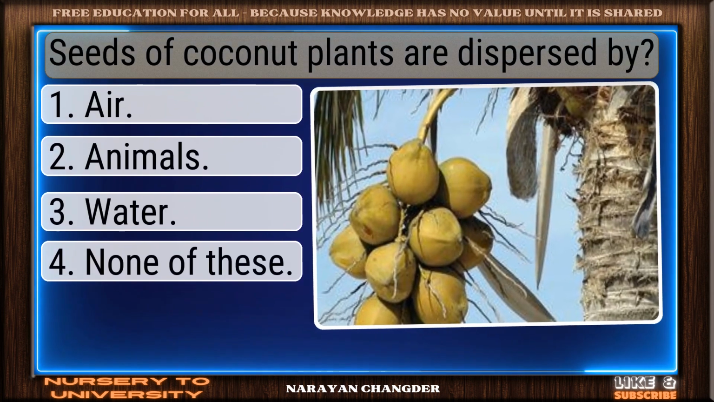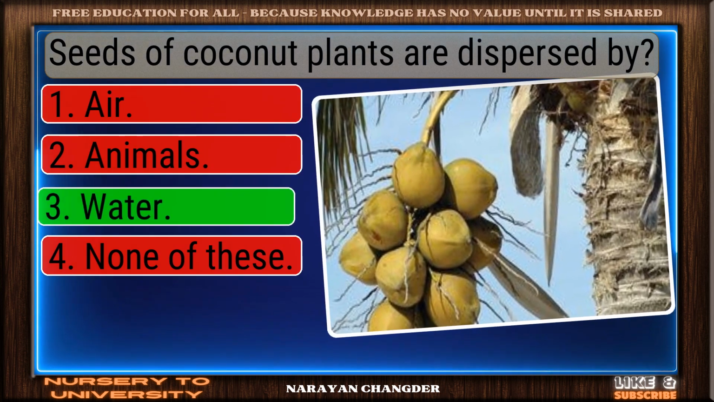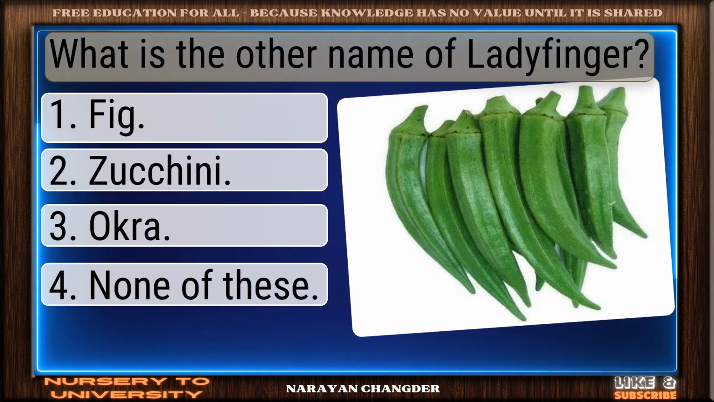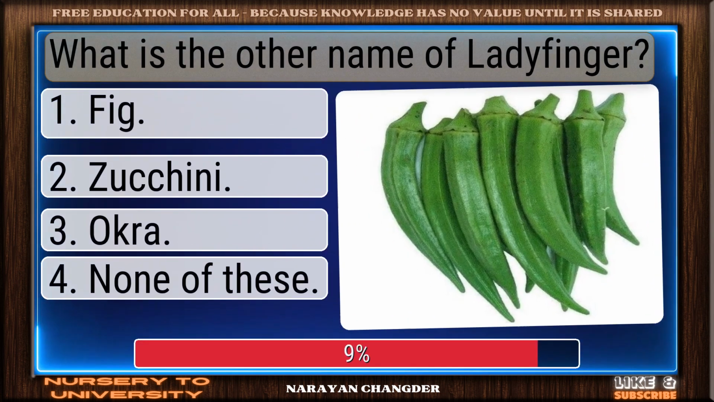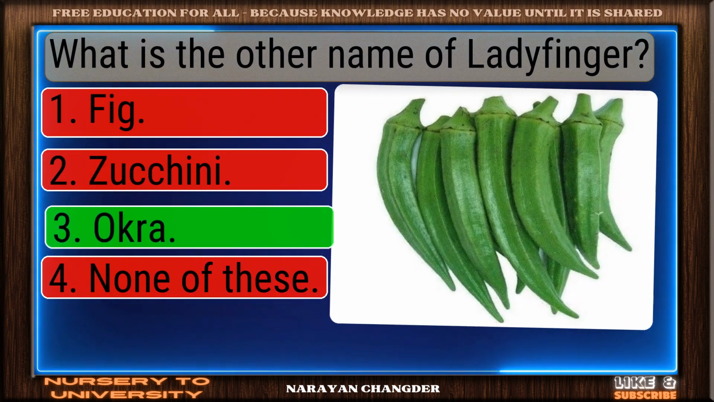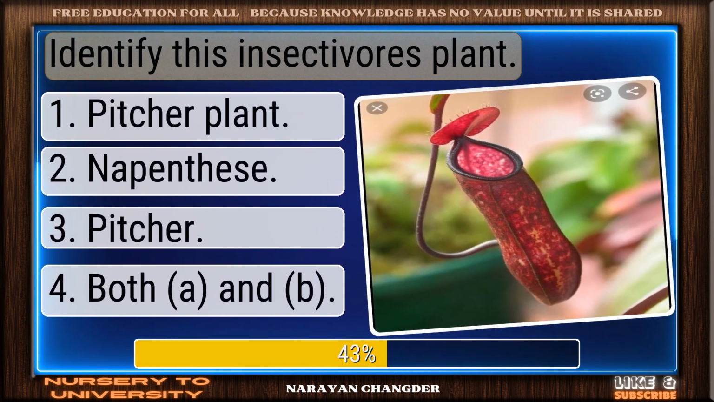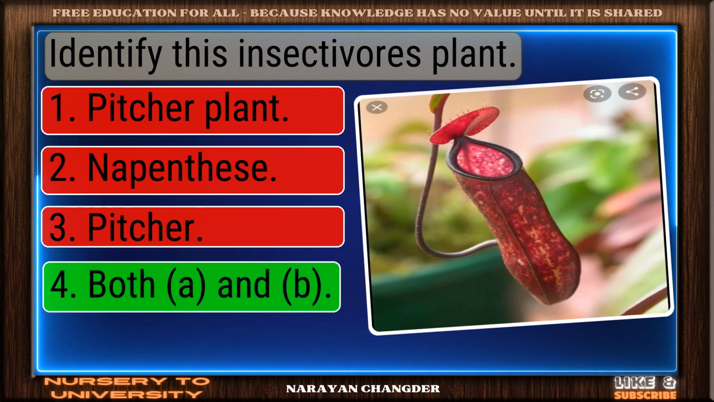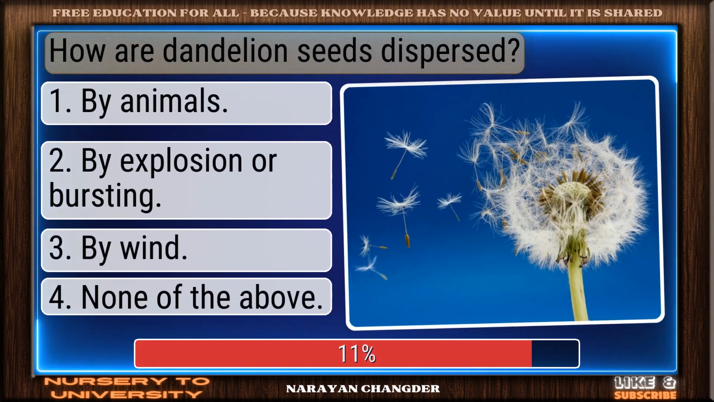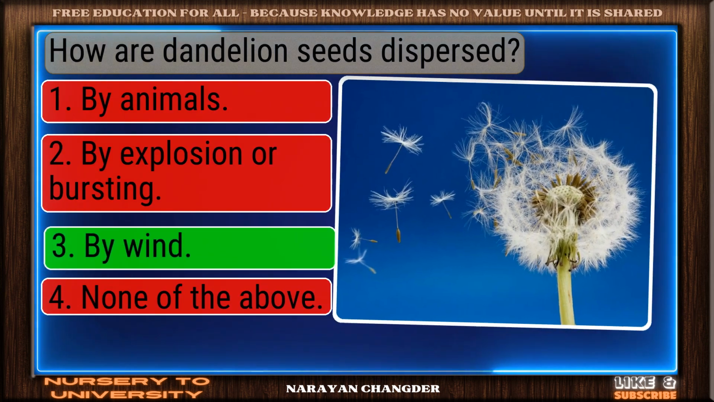Seeds of coconut plants are dispersed by. You're right. Water is the correct answer. What is the other name of ladyfinger? Excellent. Okra is a brilliant choice. Identify this insectivore's plant. Good thinking. Both is the right answer. How are dandelion seeds dispersed? Bravo. By wind is the answer.